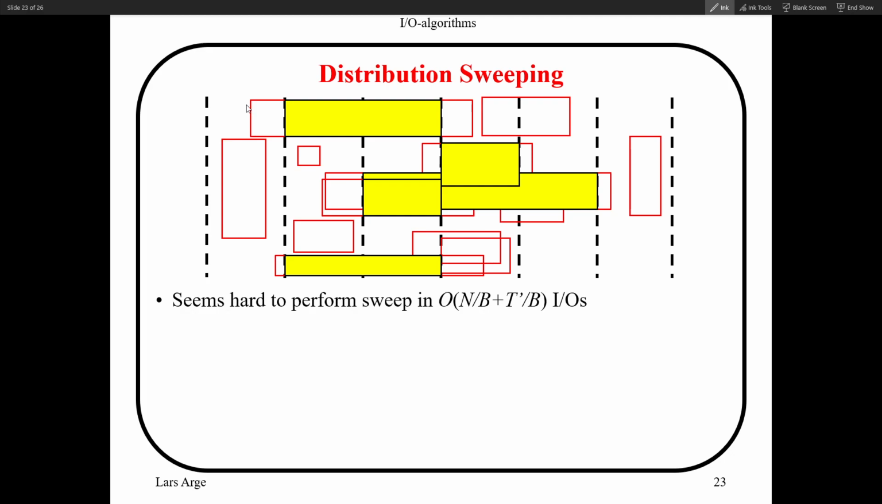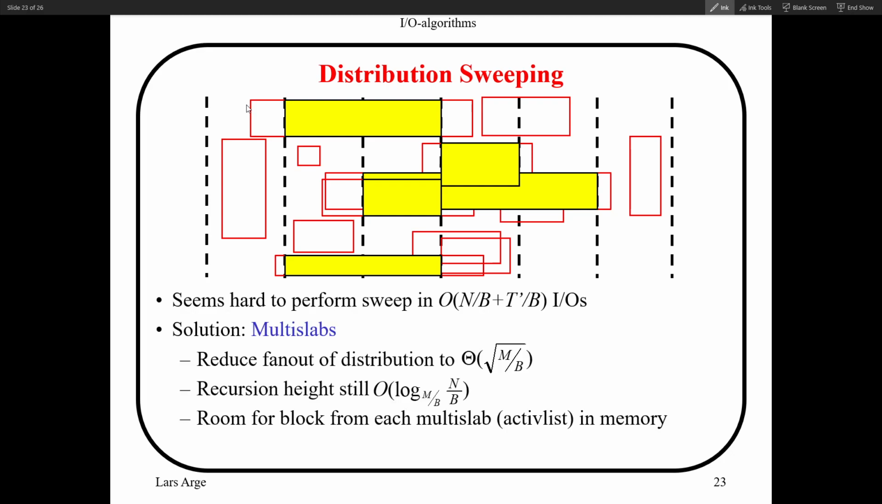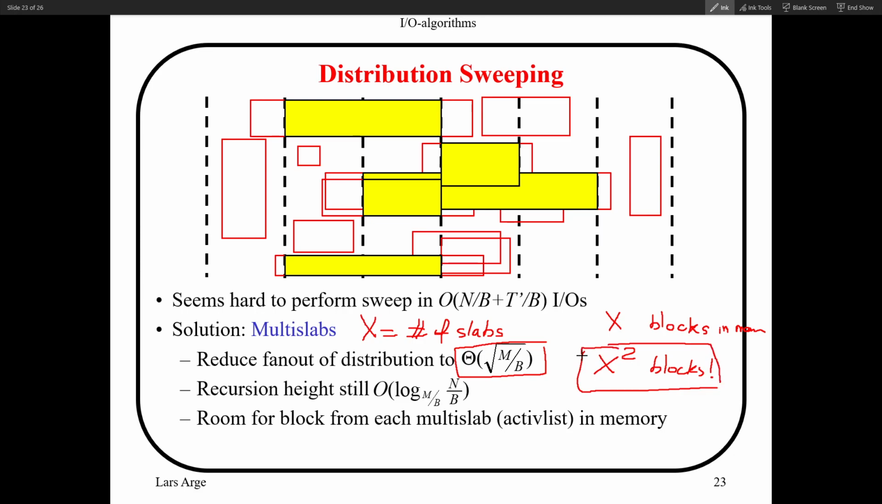The way we can solve this problem is to reduce the number of slabs from m over b to something like square root m over b. The main advantage of this is the following. Let's say x is the number of slabs. In the previous approach, we could have x blocks in the internal memory. If I take the number of slabs to be square root m over b, I could store x squared blocks in the internal memory. And this is much larger, so I could essentially increase the number of blocks I could store per slab in the internal memory.